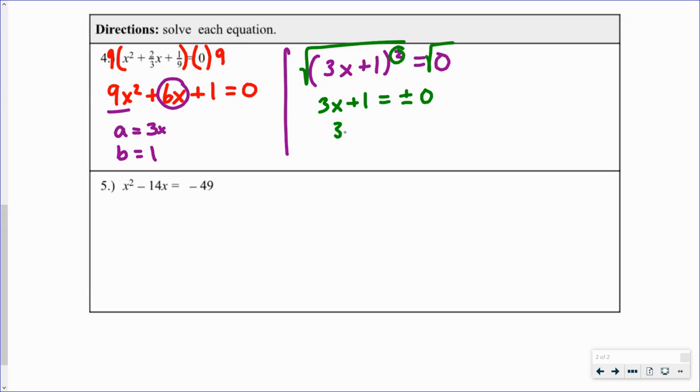So I'm going to write this now as 3x plus 1 equals 0 because those are the same values. Subtract 1 from both sides. We get 3x equals -1. Divide both sides by 3. We get x equals -1/3.